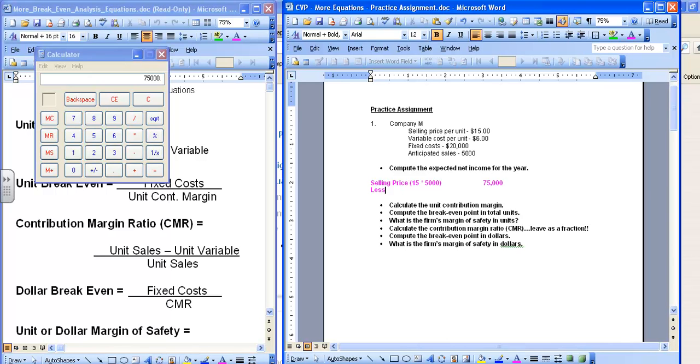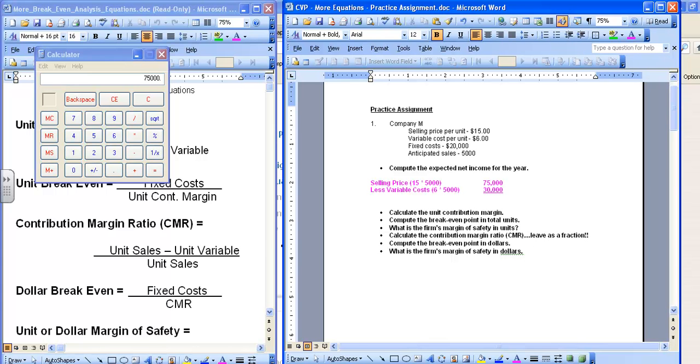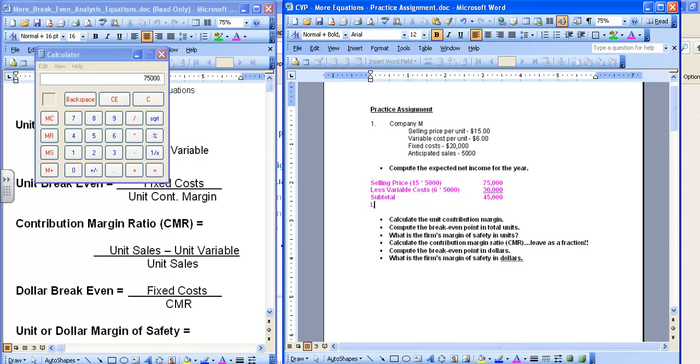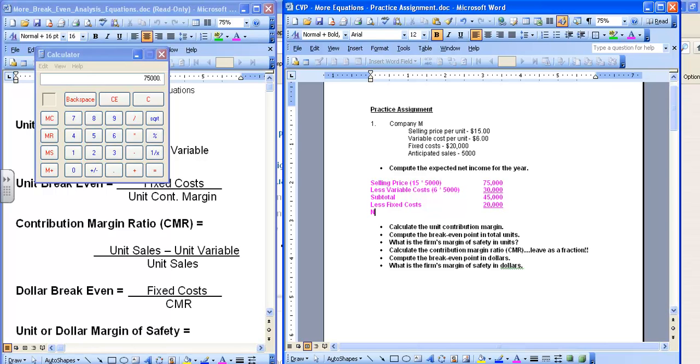Then we have to subtract our variable costs, which are $6 per unit. So 6 times 5,000 is 30,000. And that will give us a subtotal of $45,000, less our fixed costs, which are $20,000. So our anticipated net income is $25,000. I hope that's easy to understand. It looks very similar to a contribution margin income statement.